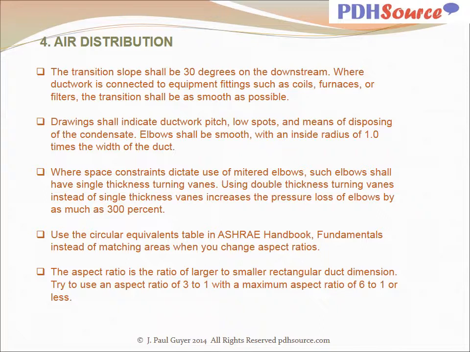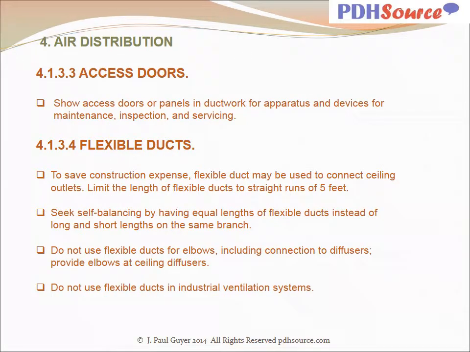Use the circular equivalence table in ASHRAE Handbook Fundamentals instead of matching areas when you change aspect ratios. The aspect ratio is the ratio of the larger to the smaller rectangular duct dimension. Try to use an aspect ratio of 3:1 with a maximum aspect ratio of 6:1 or less. Show access doors or panels in ductwork for apparatus and devices for maintenance, inspection, and servicing.